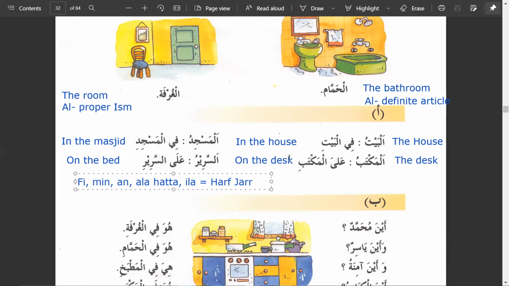So what are these things that I'm telling you? This is al-hammamu and this is al-baytu, and with dhamma it's rafa, and with kasra it's majroor. These are new words for you, right? Inshallah, I'm going to tell you about these words in detail.